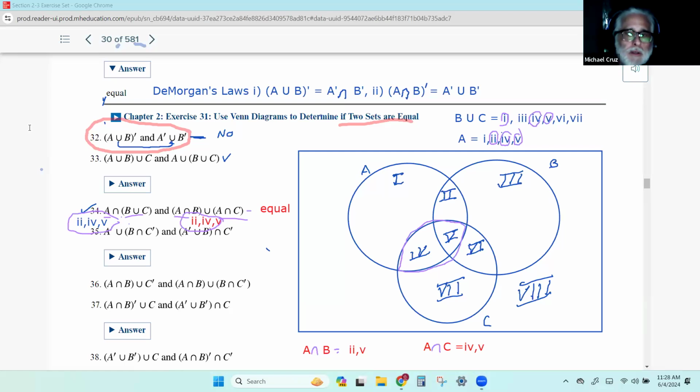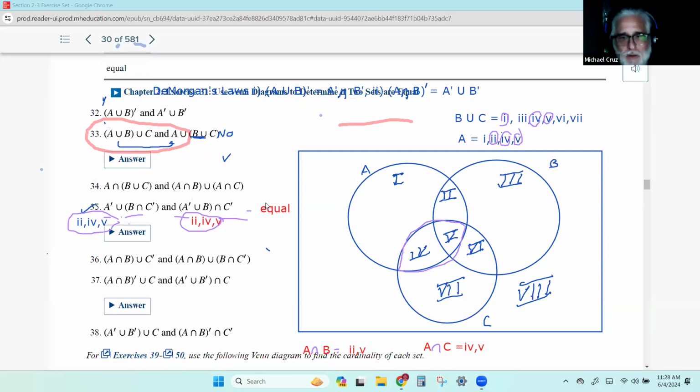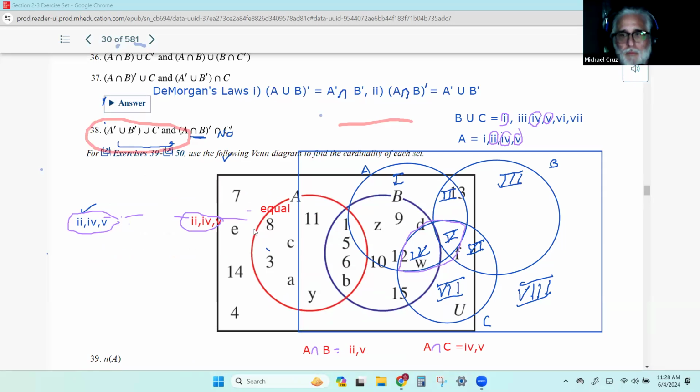All right, how are we doing? Let's see what else we can get into. All right, this is a good thing. Cardinality.